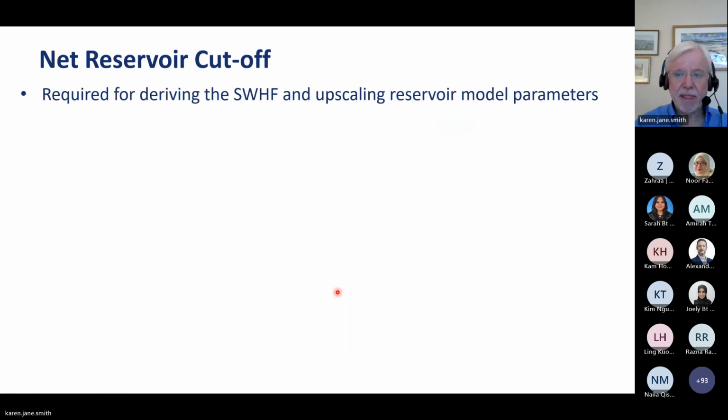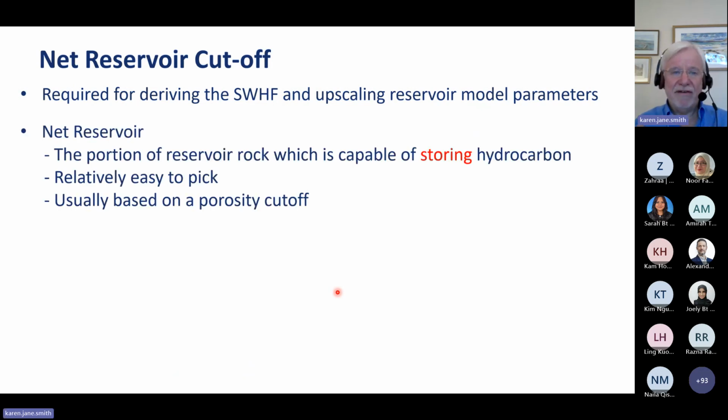Now, a very important definition we need is called the net reservoir cutoff. We need this before we can proceed. It's also needed, besides the SWI function, for upscaling the reservoir parameters. Now, it is very simply the proportion of rock that is capable of storing hydrocarbon. I'll show you some plots later. And it is relatively easy to pick because it is usually based on the porosity cutoff.